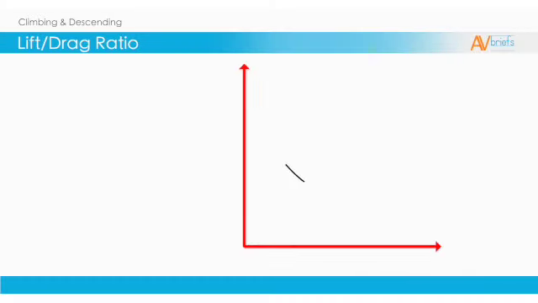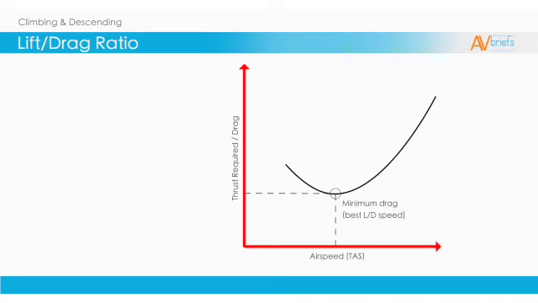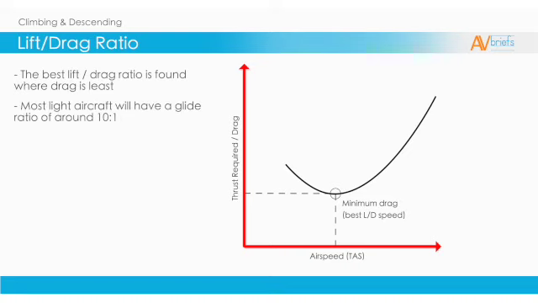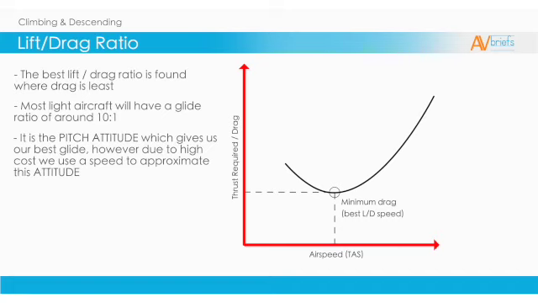Let's look further into the lift-to-drag ratio. The best lift-to-drag ratio is found where drag is least. Most light aircraft will have a glide ratio which will be about 10:1. It is the pitch attitude which gives us our best glide, the angle of attack. However, due to high cost, we use a speed to approximate this attitude.